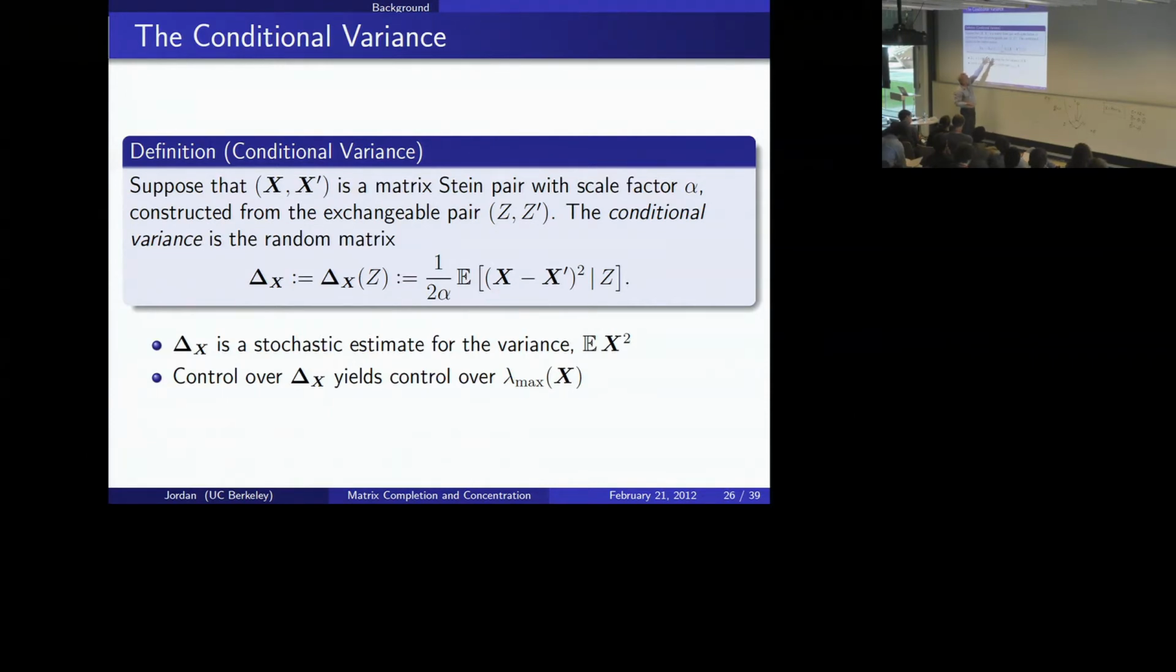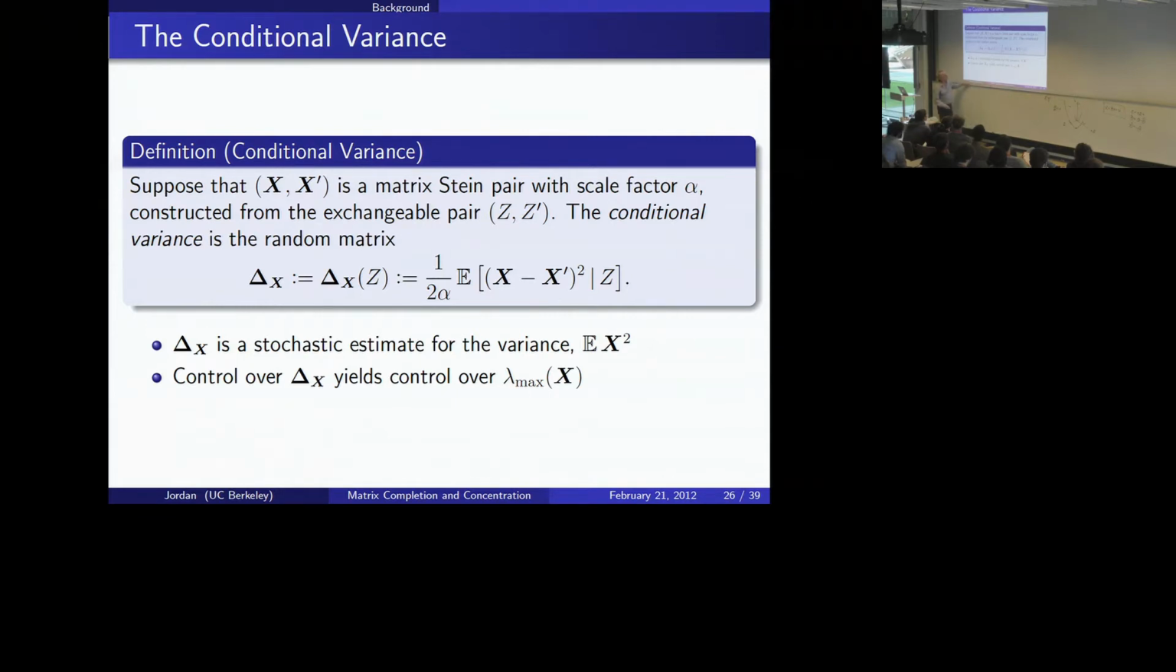If X and X prime are exchangeable, they have the same mean, so I could subtract and add back in that mean. The thing would break apart, and I would get twice the variance. It would be X minus its mean and X prime minus its mean, and the 2 would go away. So this is a conditional form of a variance.